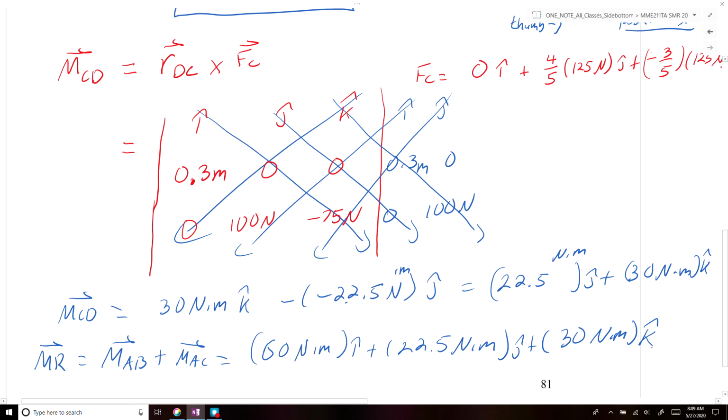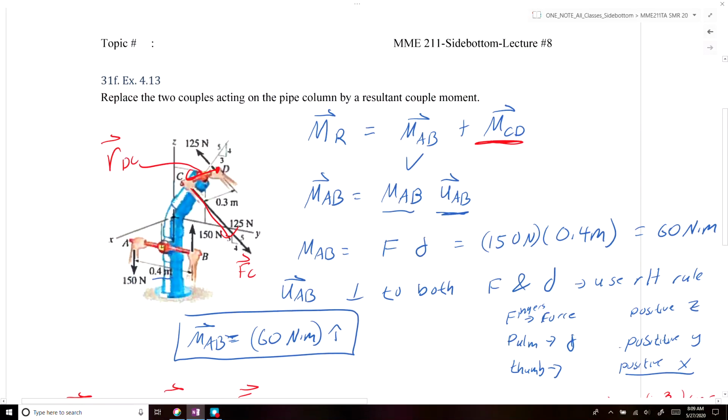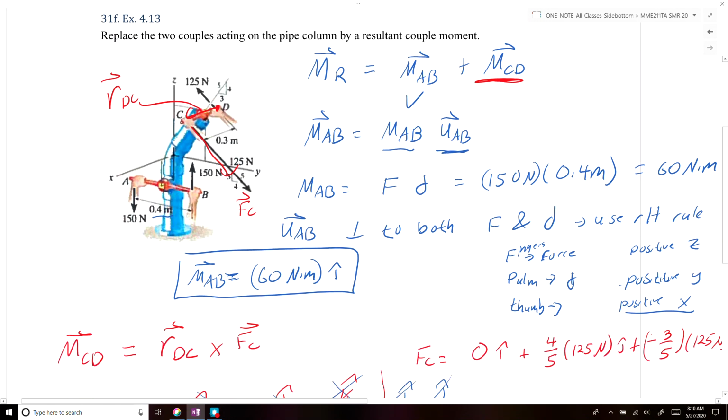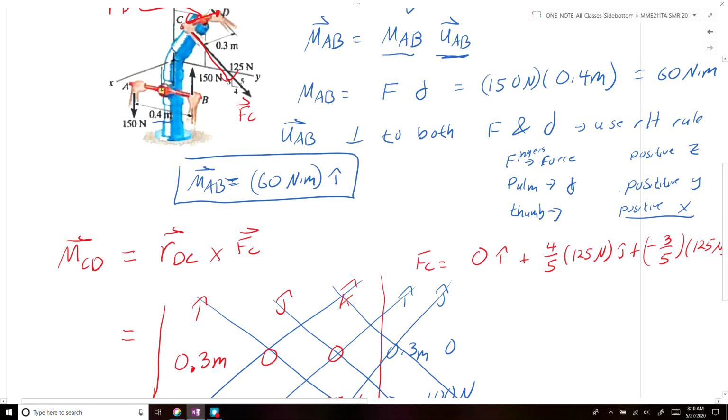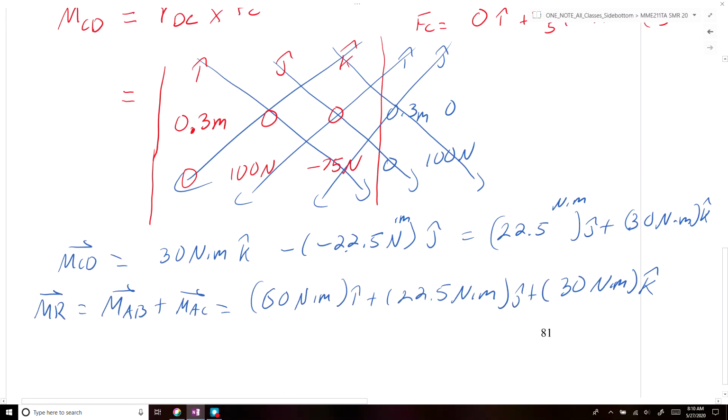So just to recap, we solved for our resultant moment. In order to find our resultant moment, we had to calculate the moments due to the individual couples at points A and B and points C and D. We could use the scalar formulation to calculate the couple moment at points A and B, and then we used the vector formulation to calculate the moment due to the forces applied at points C and D. Once we had both of our vectors in Cartesian form, we could add them together to determine our resultant moment.